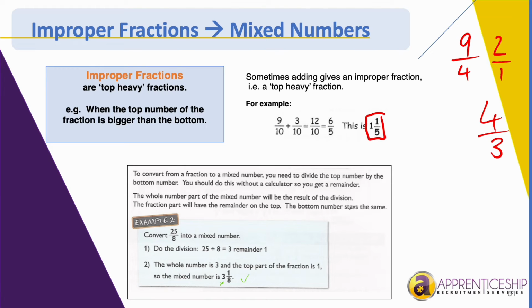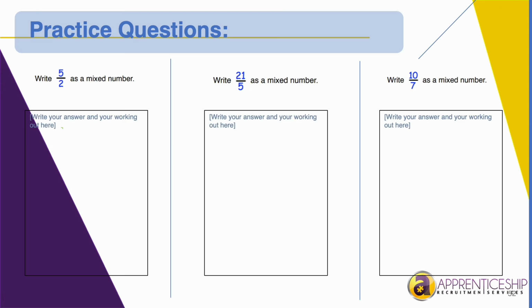So, to convert from a fraction to a mixed number, you need to divide the top number by the bottom number. You should do this without a calculator and you end up with a remainder. In this instance, we've got 25 over 8. 25 divided by 8 is 3, which is 24, and there's 1 left over. So you can have 3 wholes, and your remainder goes on top of the fraction. Whatever the remainder is goes on top of whatever the denominator is. We'll go over that in a few examples.